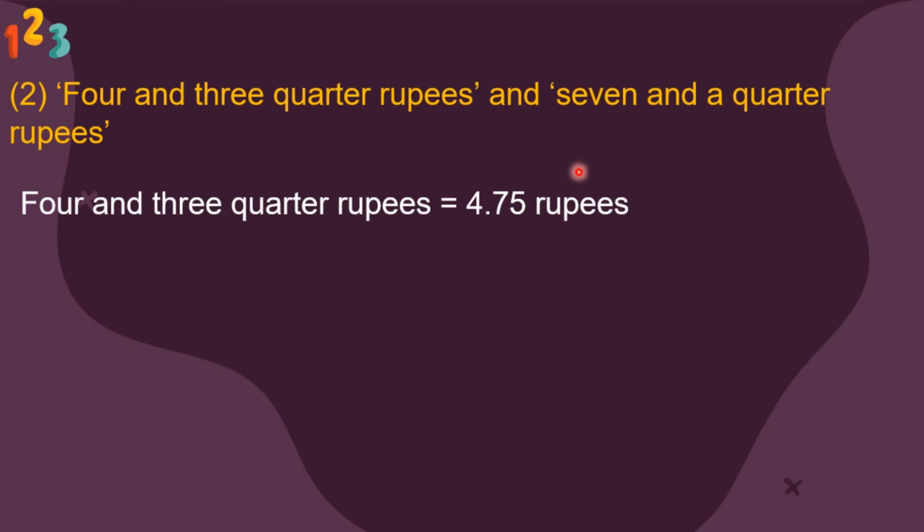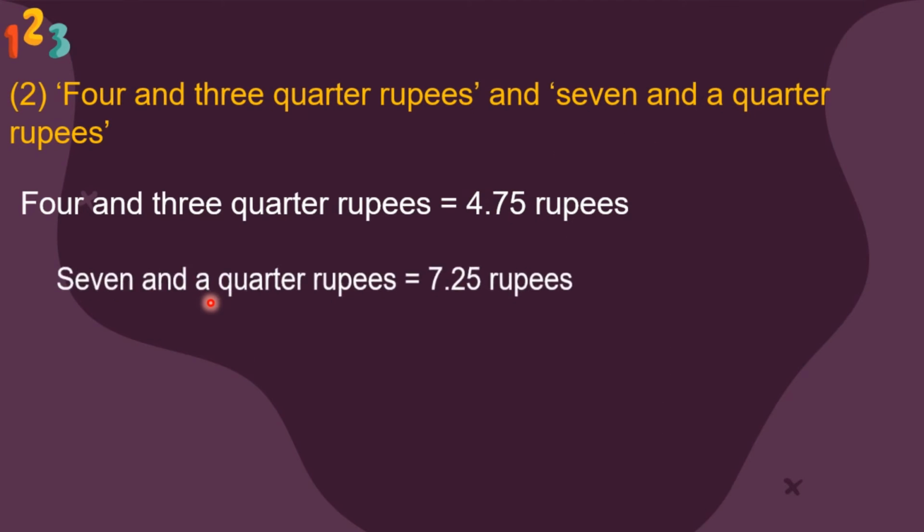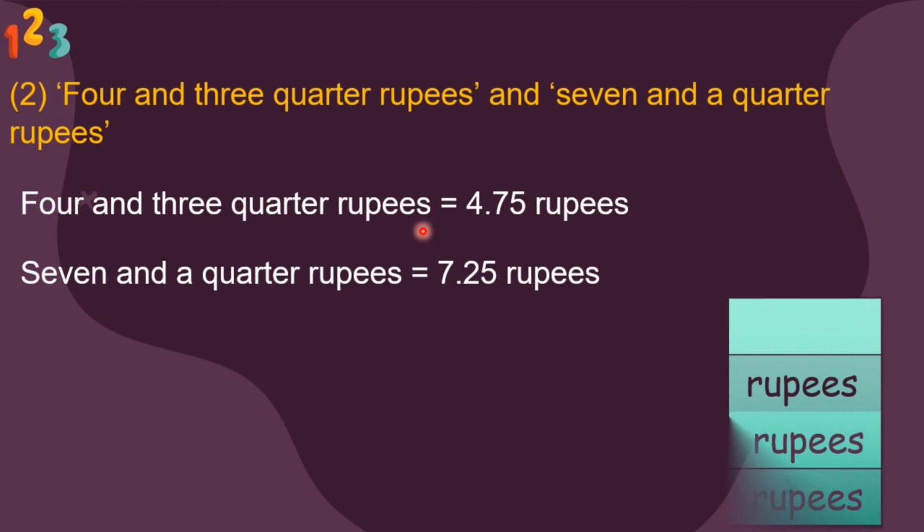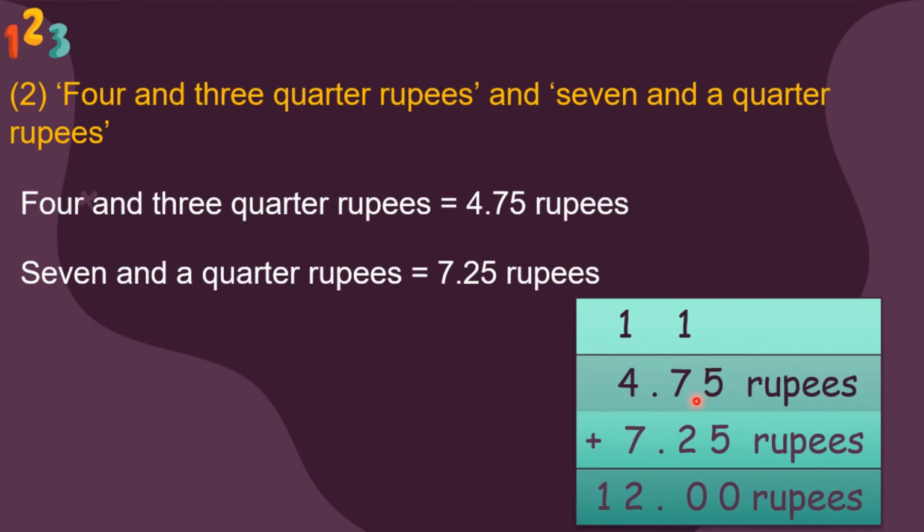And we have 7 and a quarter rupees. So for 7 rupees we write 7 before the decimal and a quarter rupee is 25 paise. So we write 25 after the decimal and we get 7 and a quarter rupees as 7.25 rupees. Now let us add these two numbers. So we arrange them first as per their places and we add them, and after addition we get the answer as 12 rupees.